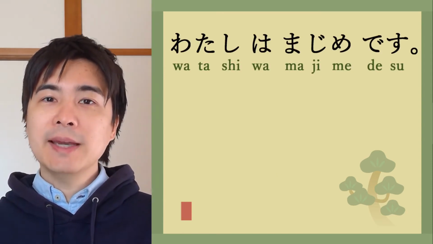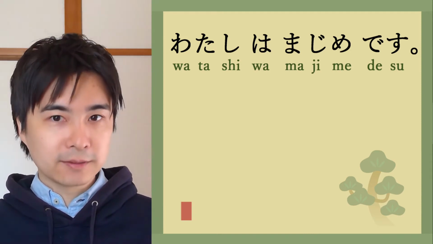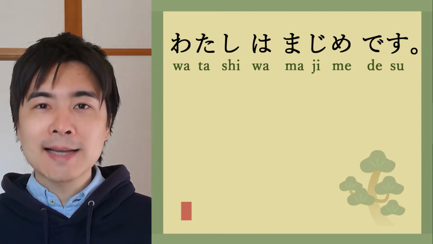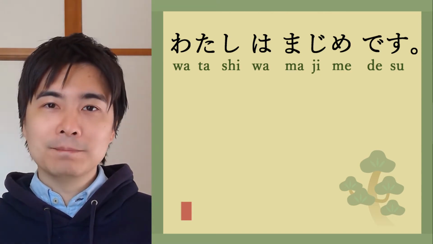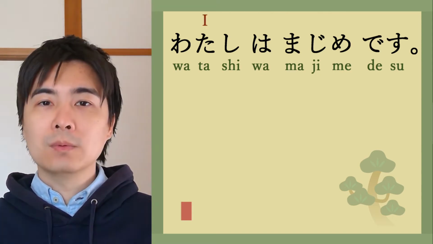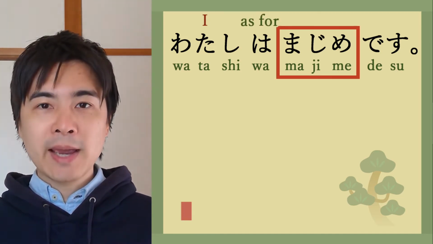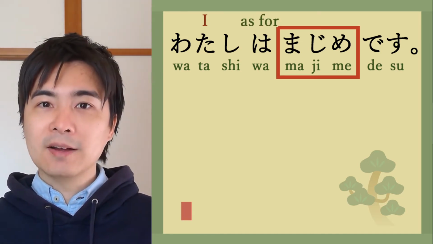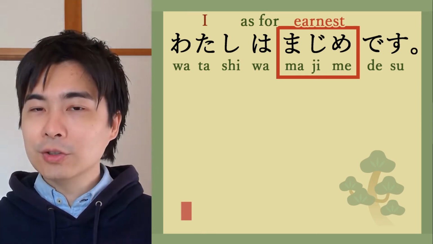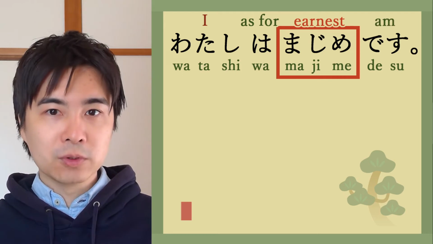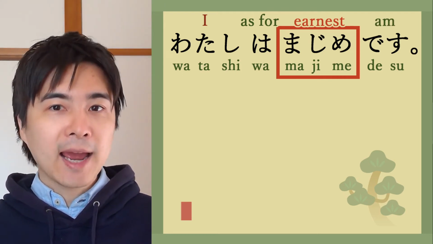私は真面目です。This sentence means I am earnest. 私 means I. は means as for. 真面目 or 真面目な means earnest and serious. です is a linking verb meaning am in this case. So this sentence means I am earnest.